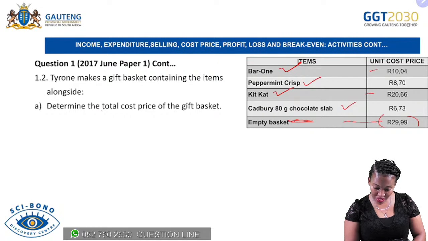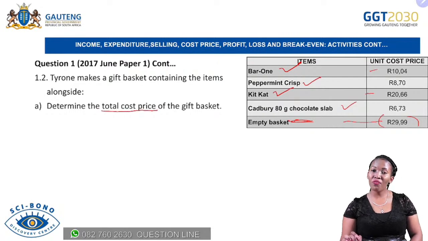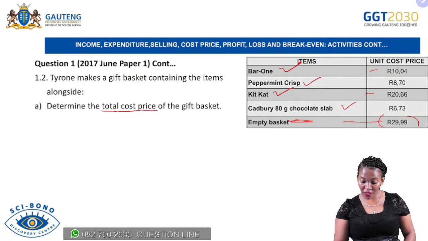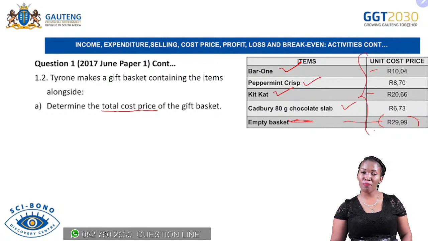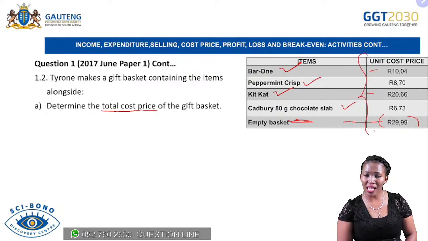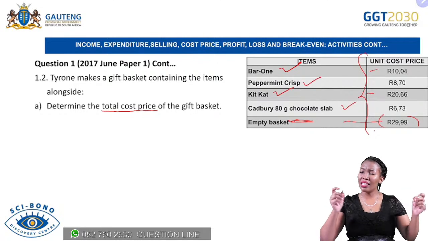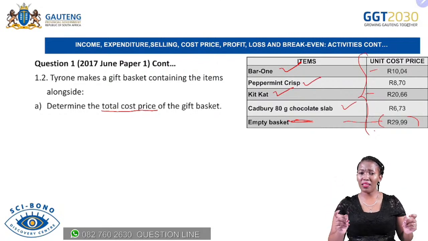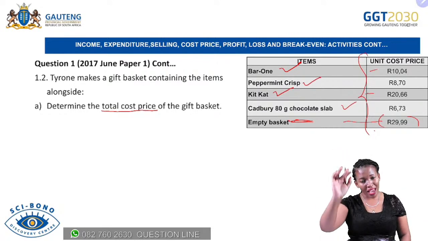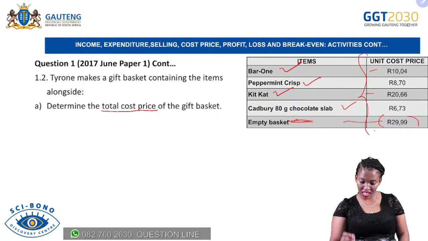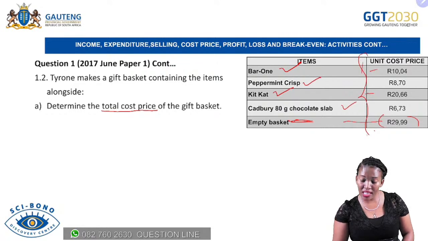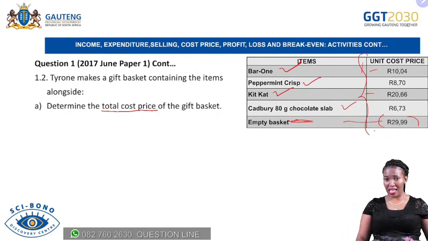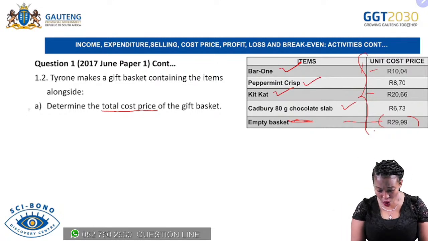We must determine the total cost price of the gift basket. So they've given us all the costs for the gift basket. Now that they want the total, the moment you hear "determine the total" of something, they just want you to add up everything together. And in this case, we are going to add up all these items that they've given to us. And very important, girls and boys, always show your methods. Meslit, we write a lot.